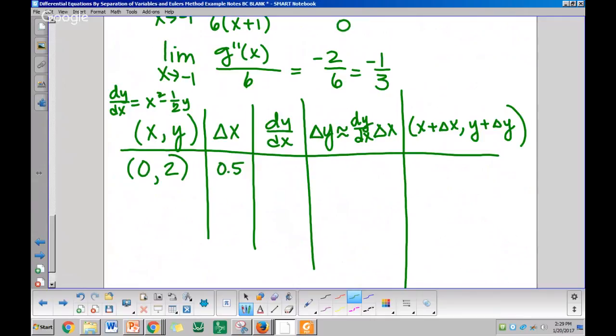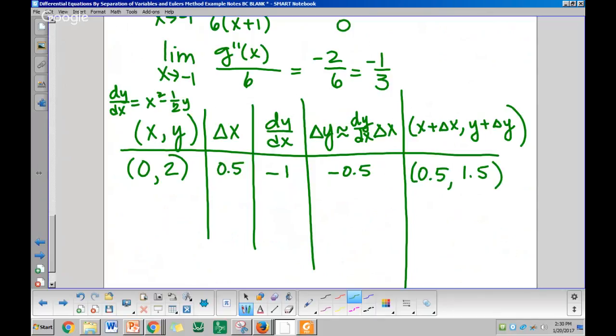All right. So dy dx here, using this point, is going to be -1. -1 times 0.5 is -0.5. So what's my new point? 0.5, comma, and then I add or subtract 0.5 from y, which I'm going to be at 1.5.